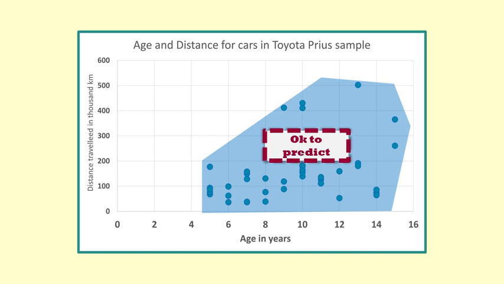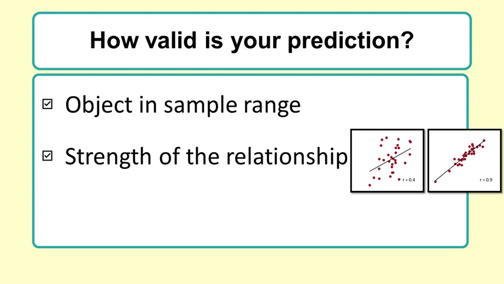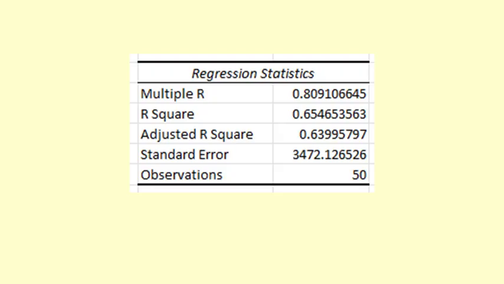We would need to be wary of using a model from this data to predict a newish car, such as 5 years old, that had travelled a long distance, such as 400,000 kilometres. How strong the relationship is. In the video about strength, I explained the use of the multiple correlation and R-squared values. The R-squared value of 0.65 is quite high, so the relationship is fairly strong.